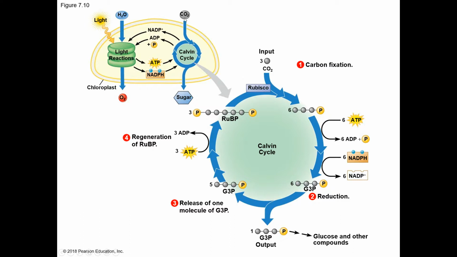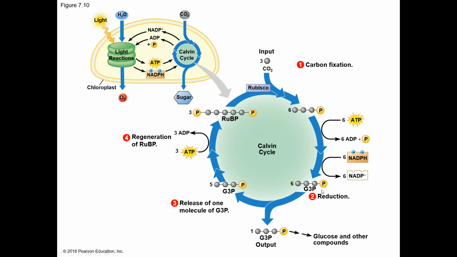So if we're looking at the whole process of photosynthesis, the Calvin cycle is right here. We're taking the high-energy molecules, ATP and NADPH, from the light-dependent reaction, and we take the CO2 from the stomata, and when we put them all together and perform these chemical reactions, we get the Calvin cycle.